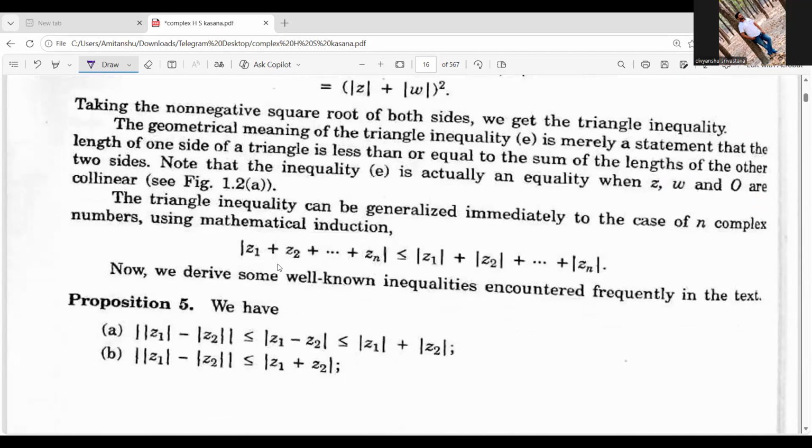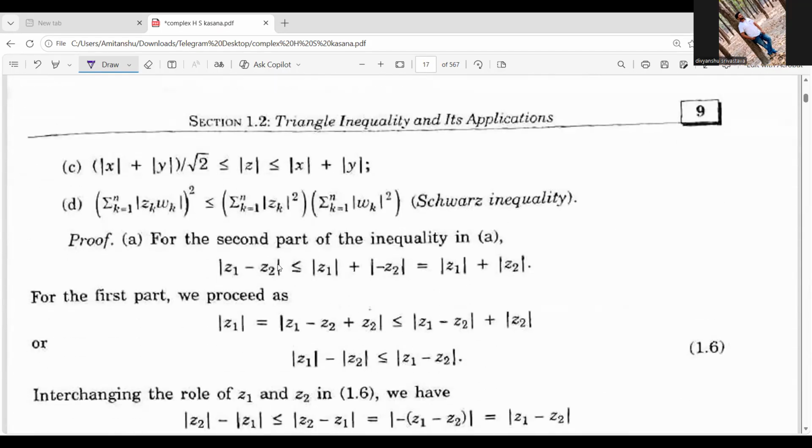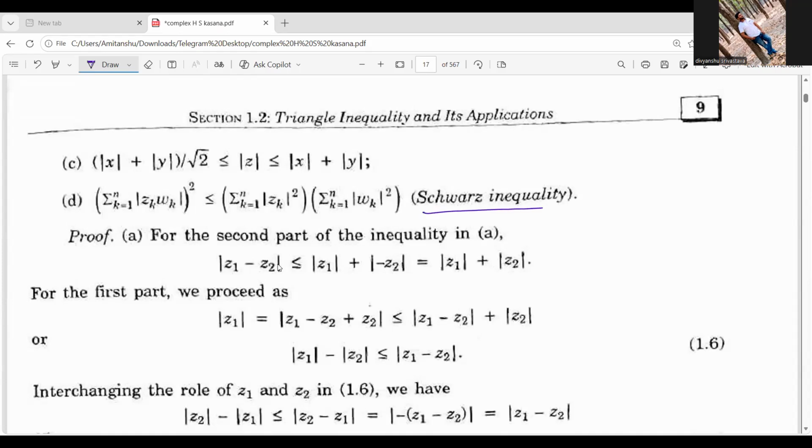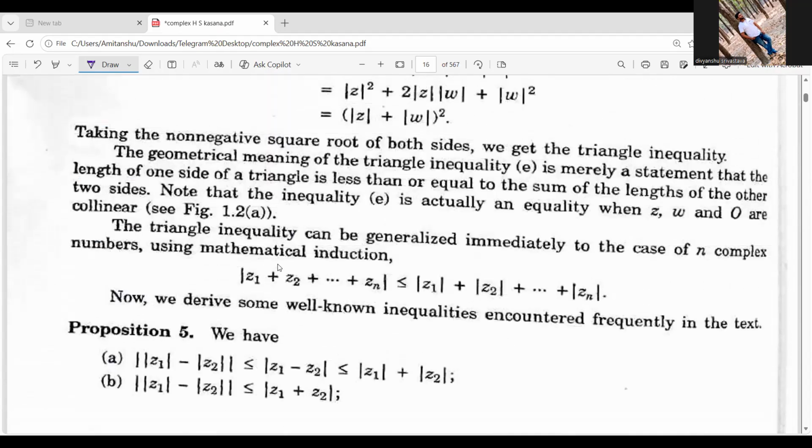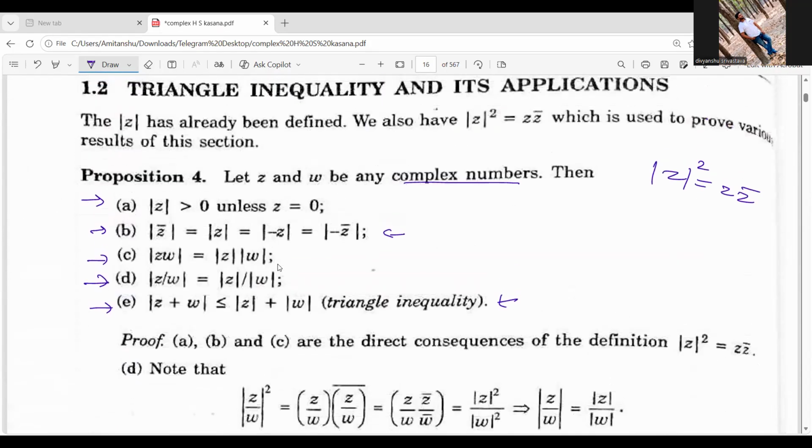And now here is the proof. Yeah, this is your squares inequality. And next thing is to find some upper bound of the function, and many more questions. This is your part: modulus z is greater than 0 unless z is equal to 0.